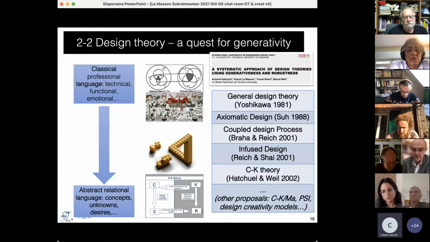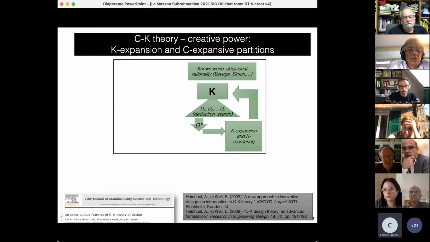Briefly, how it works. You might know that CK theory begins with a knowledge space in which all the propositions have a logical status. So this is the things you know. And you can even create knowledge inside the knowledge space by deduction, search, induction, etc. So you have a lot of possibilities to create knowledge in the K space.